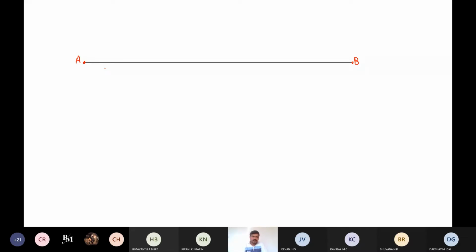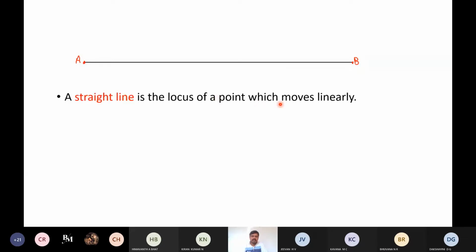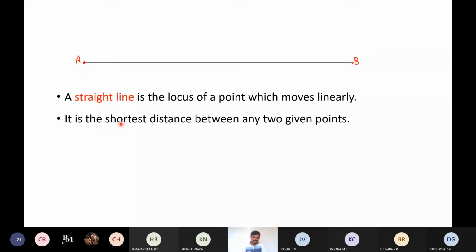A straight line is the locus of a point which moves linearly. If you go for drawing a line, it will start from a point, then it will trace a path. If that path is linear, you will get a line. So a straight line is the locus of a point which moves linearly. It is the shortest distance between any two given points.